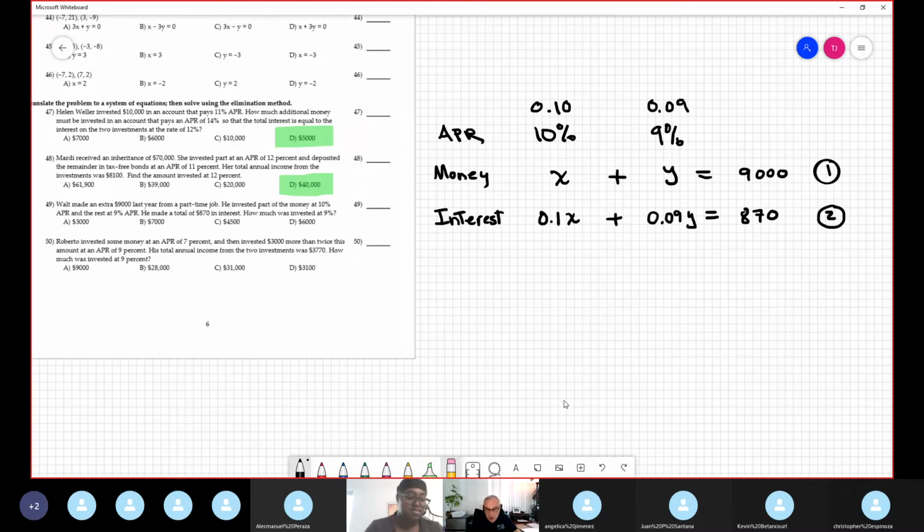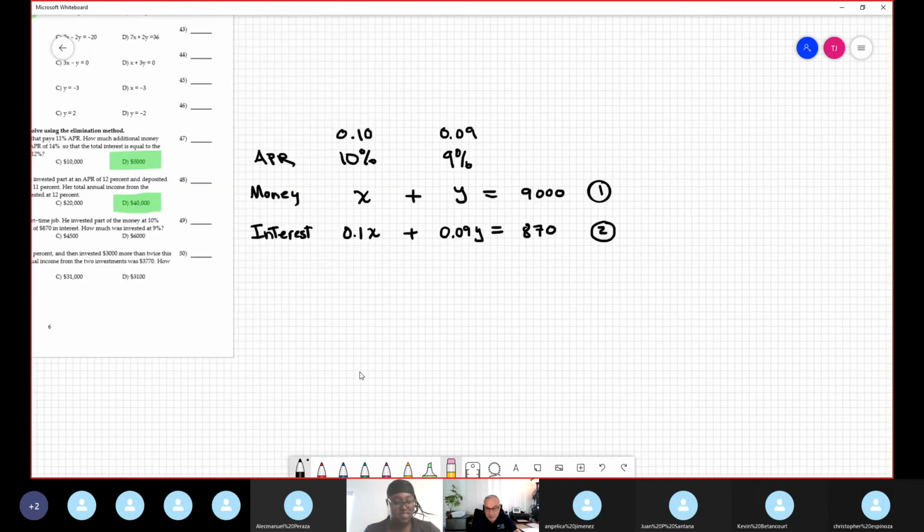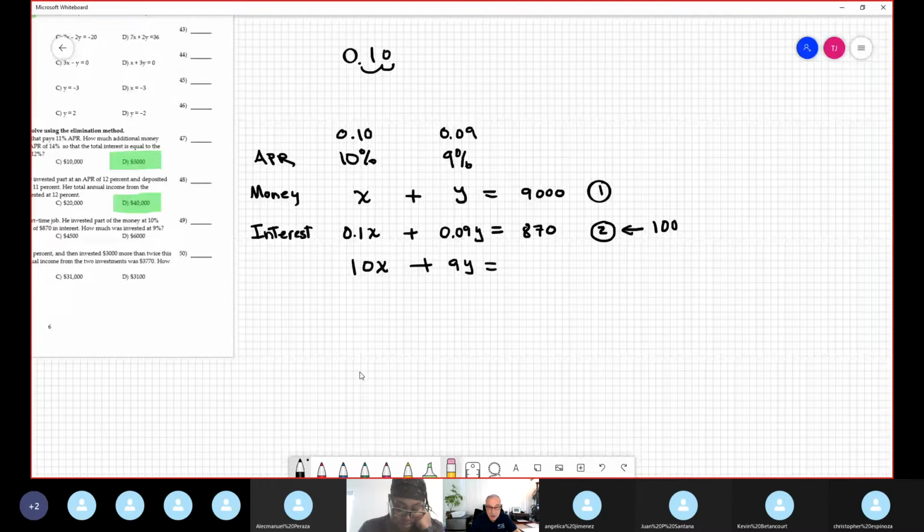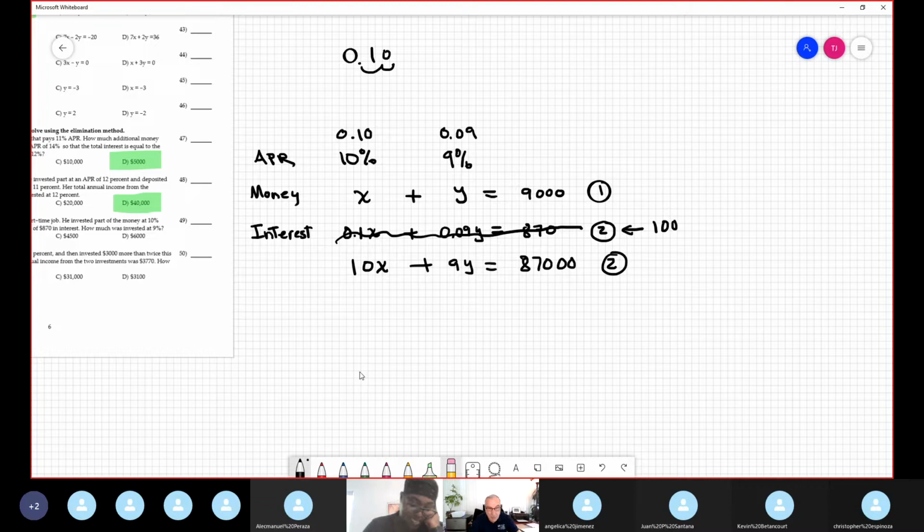If you multiply the entire equation number 2 by 100, we have 10x, because 0.1 multiplied by 100 is equivalent to moving the decimal point to the right, 1, 2. In this case, 9. In this case, is 87, 0, and 2 extra 0. And this is my new equation 2. Okay, forget temporarily this equation. You focus on the equation 1 and the new equation 2 without decimals.